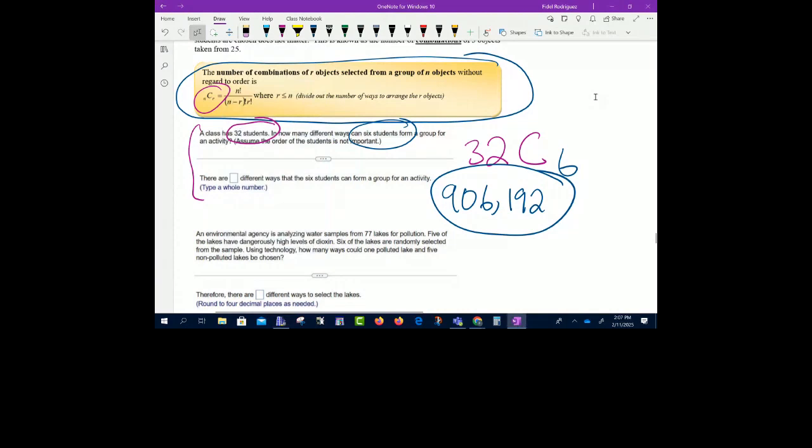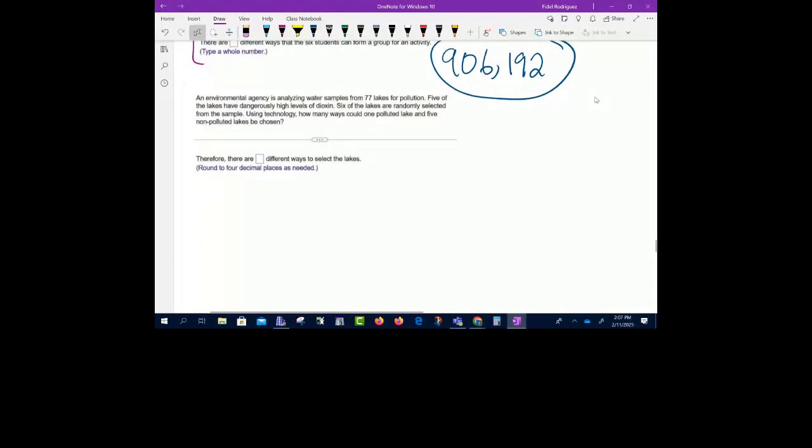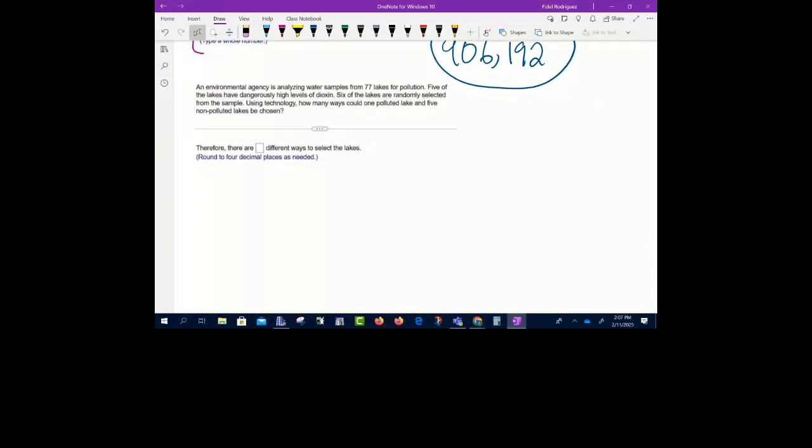Okay, so look, y'all, we're going to try another problem, similar, again, where we're doing these combinations. Okay, so y'all, I'm going to scroll down a little bit further, and it says an environmental agency is analyzing water samples from 77 lakes for pollution. 5 of those lakes have dangerously high levels of dioxin. 6 lakes are randomly selected from the sample. Using technology, how many ways could 1 polluted lake and 5 non-polluted lakes be chosen?